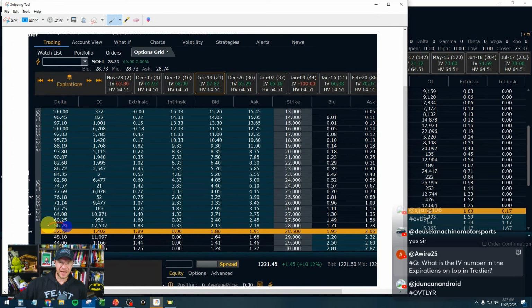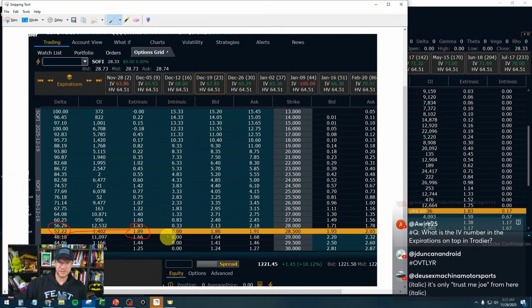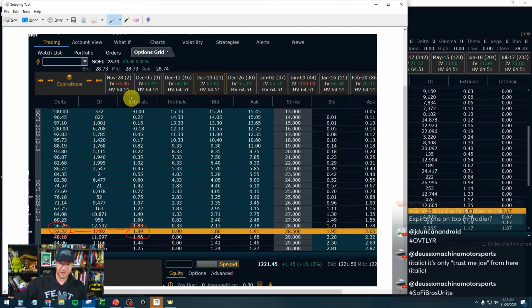The thing is that at the money is your highest uncertainty. Look, it even pans out to that. Now, there are some oddballs here and there, but in theory, it should look like this. Your extrinsic value goes as close to zero as it can. It goes up, it peaks at the money, and then comes back down like this, okay?